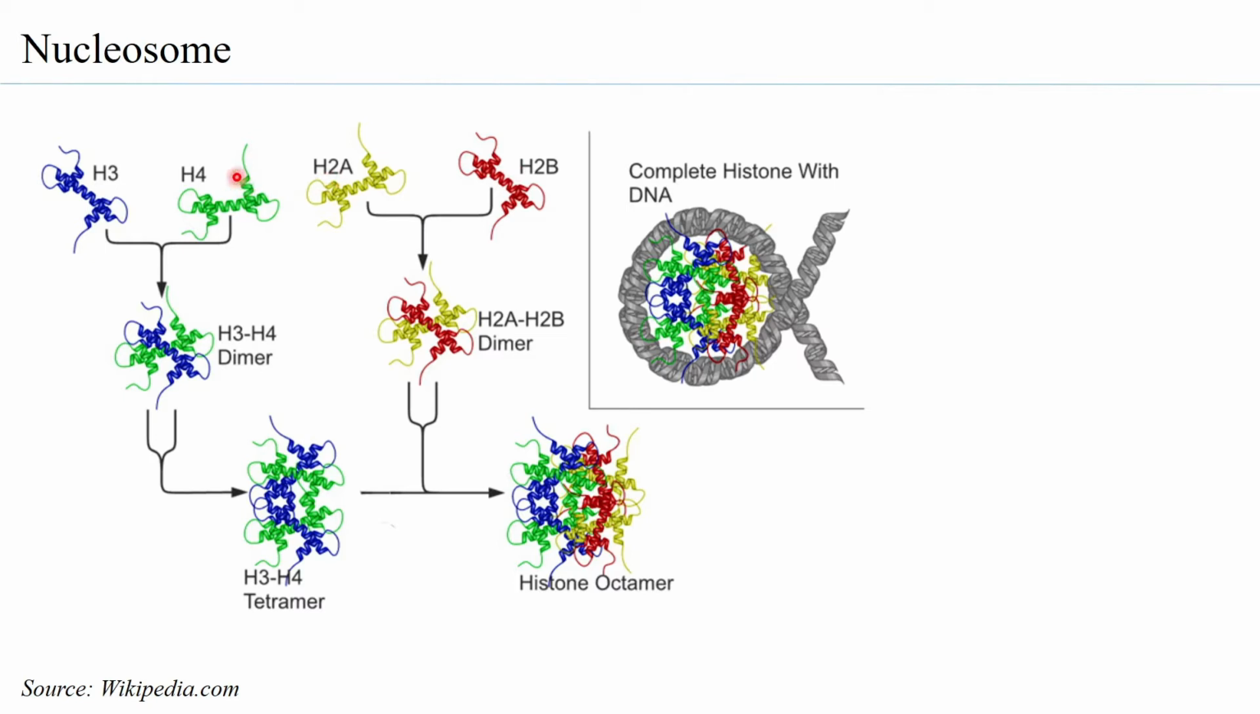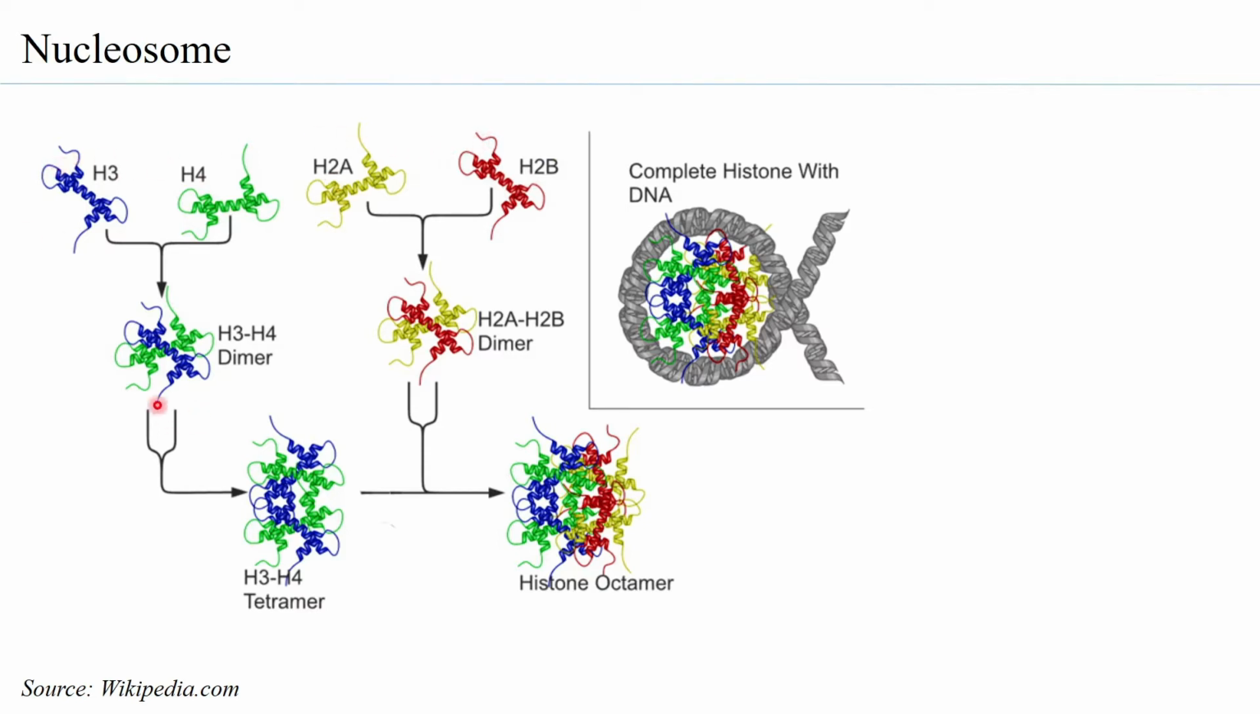So therefore the clear understanding is that there are 2 components of each that will form the entire octamer. So H3 2, H4 2 components, H2A 2 components, and H2B 2 components. Together they will form an octamer.